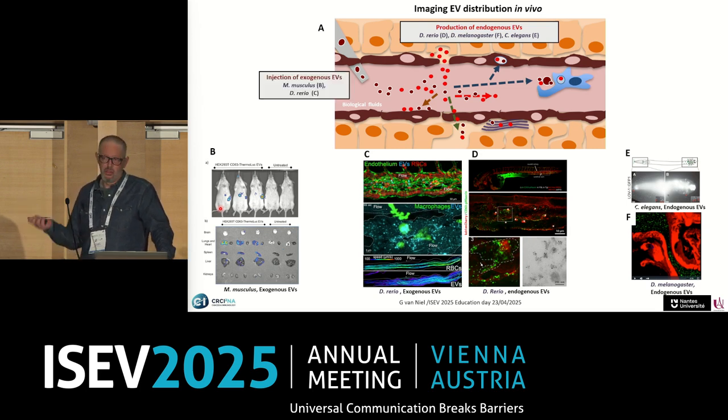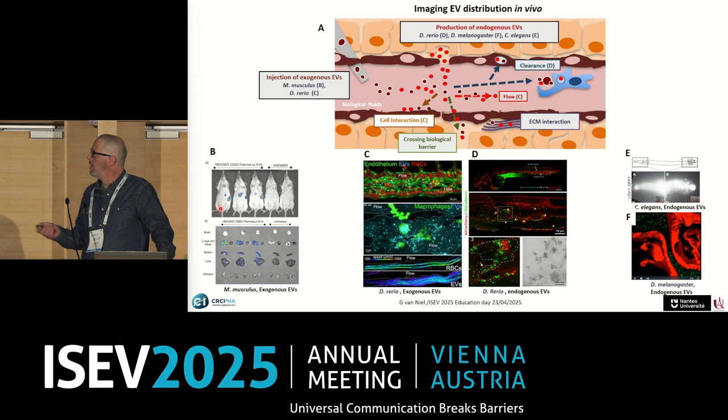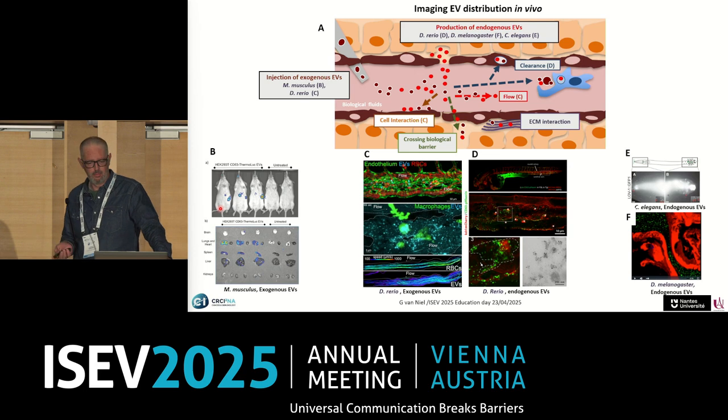You can also inject EVs that have been labeled after isolation and then follow them to better understand their fate, their clearance rate, their uptake mechanisms, their interaction with extracellular matrix, all these kinds of parameters that will notably affect the pharmacokinetics of vesicles that are used for clinics.